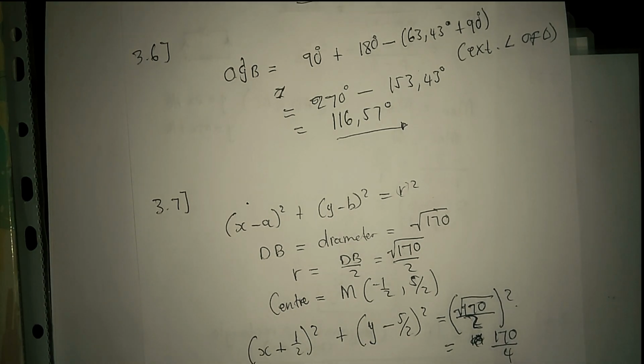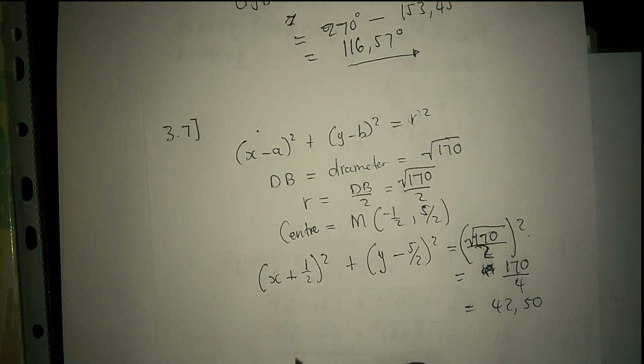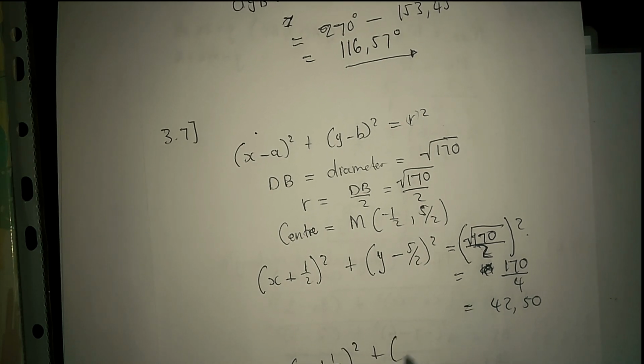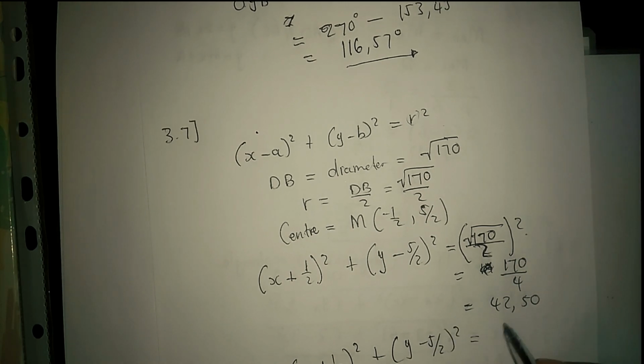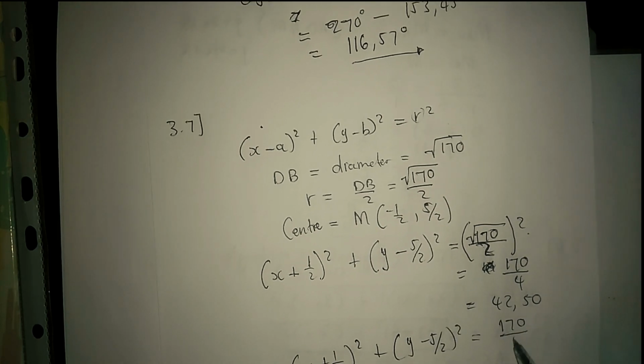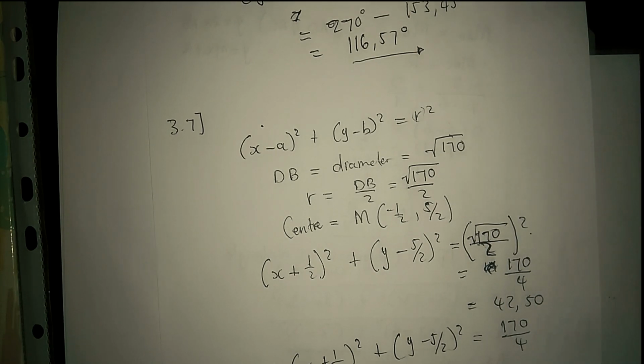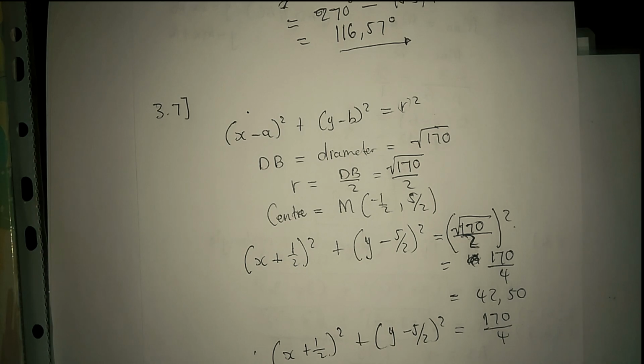42.5. So the equation now again is (x plus 1 over 2) squared plus (y minus 5 over 2) squared is equal to 170 divided by 4, which is the same as 42.5. So that's 3.7.